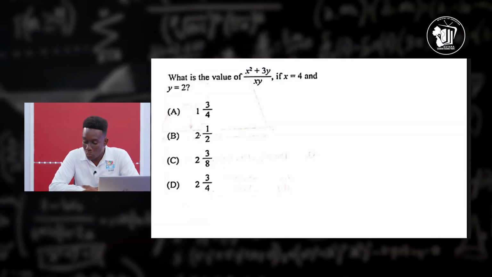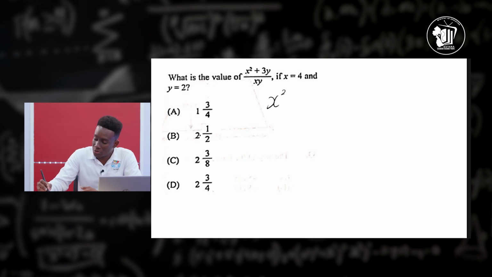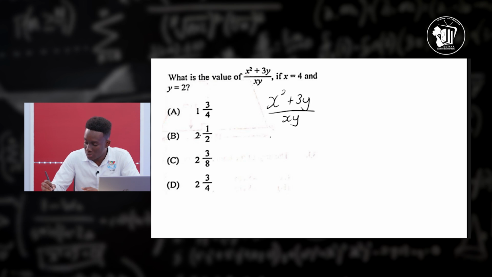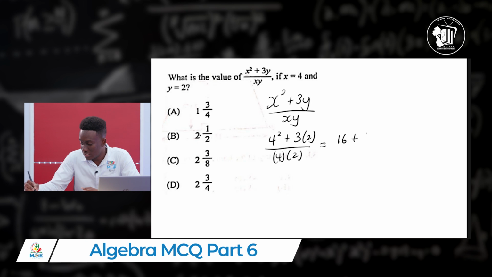So this one says, what is the value of x to the second power plus 3y all divided by xy if x is equal to 4 and y is equal to 2? So we have x to the second power plus 3y all divided by xy. So this would be 4 squared plus 3 times y, which is 2, all divided by xy, which is 4 multiplied by y, which is 2. So 4 times 4 is 16, plus 3 times 2 is 6, all divided by 4 times 2 is 8. So 16 plus 6 is 22 over 8.